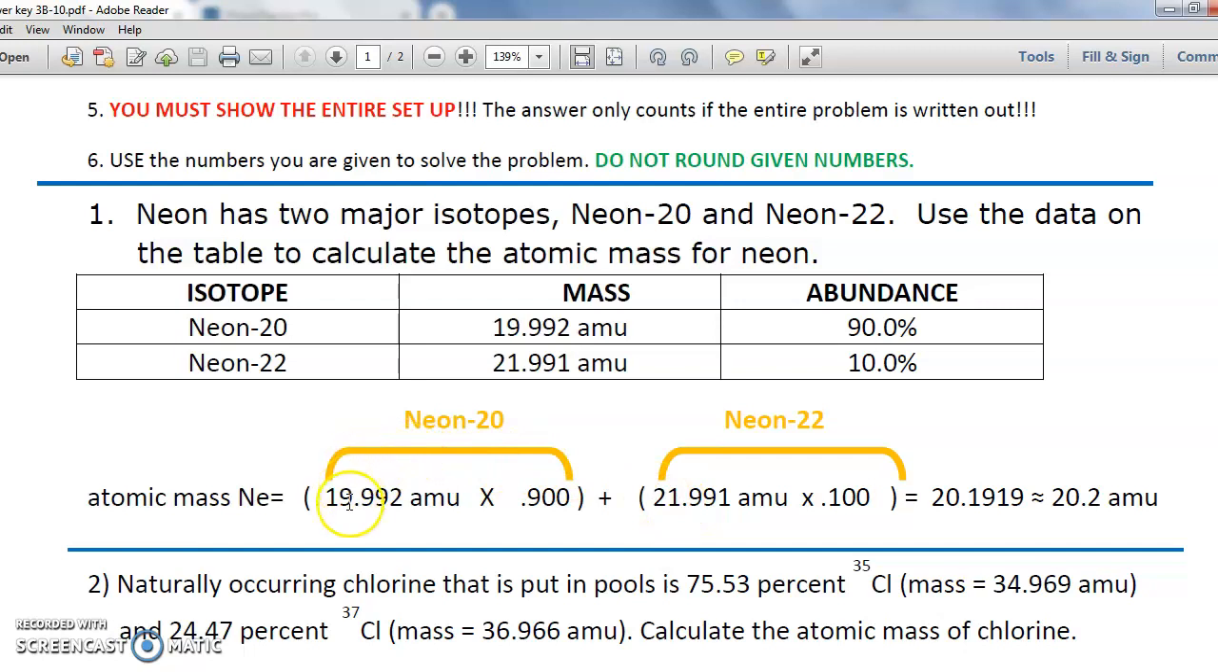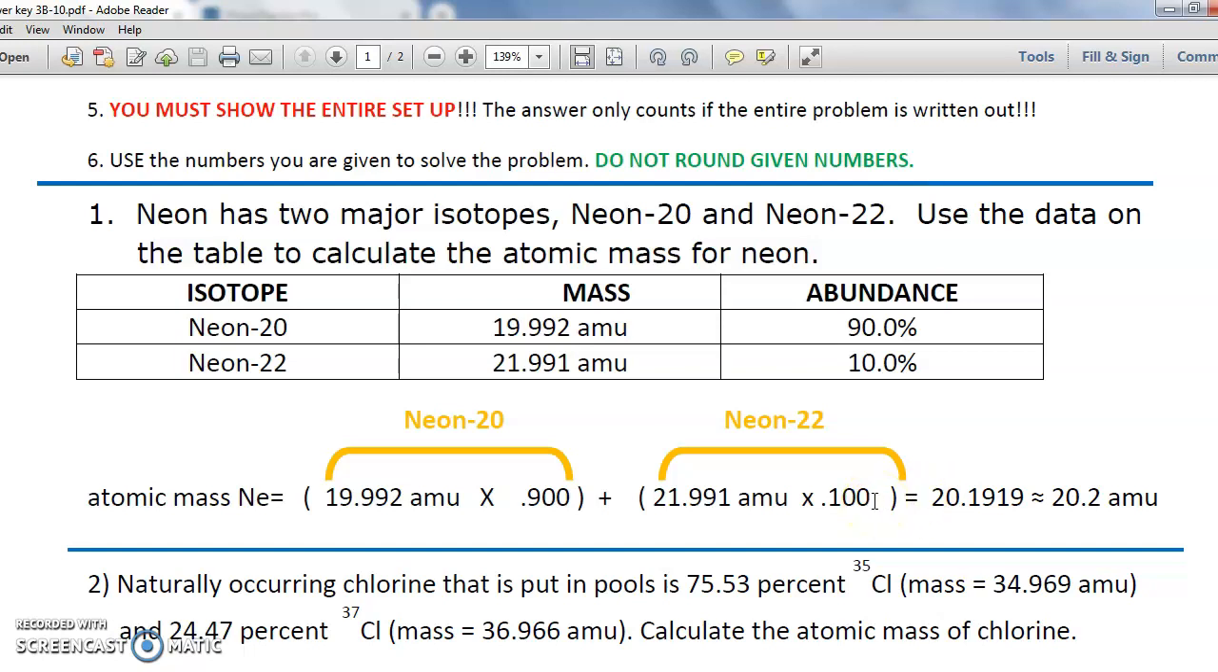So on our calculator, we could take 19.992 times 0.9, hit equals, and then add it to, using parentheses, 21.991 times 0.1, parentheses, and then hit equals. You should see, if you're plugging your numbers into your calculator correctly, 20.1919.